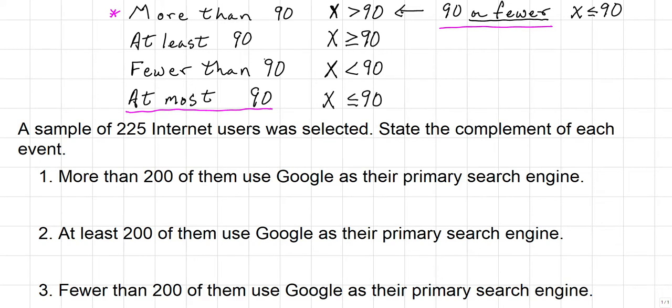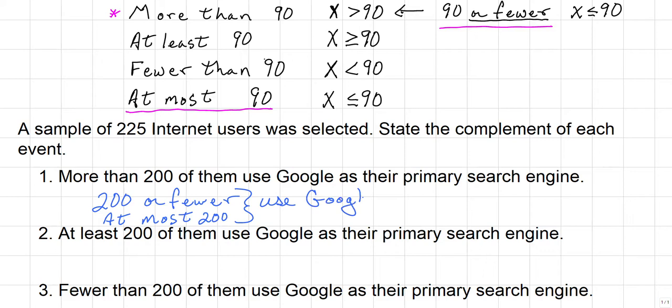Now, depending on how your textbook wants you to word it, it could cause issues, but generally speaking, what you can do is simply say if more than 200 of them use Google as their primary search engine, the complement would be 200 or fewer, or at most 200. Either one of those use Google as their primary search engine.